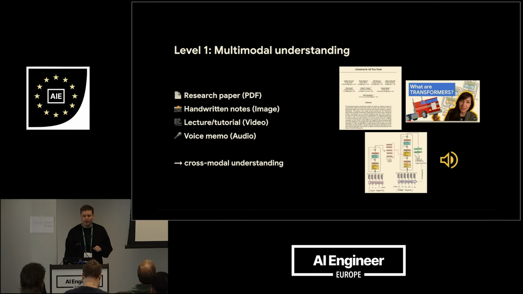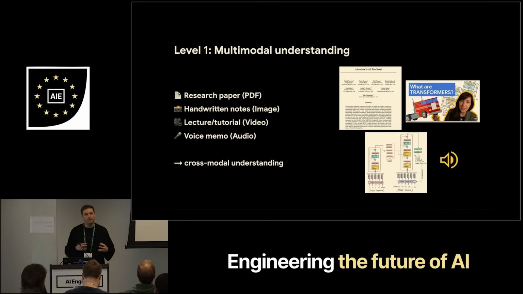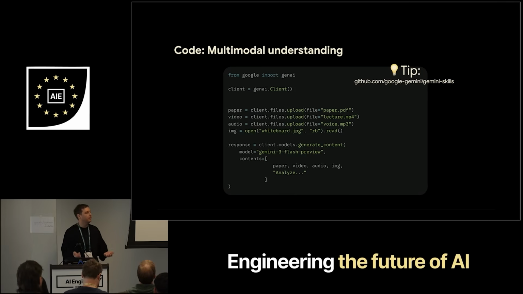And yeah, I want to do this as an example with some learning about the Attention Is All You Need paper. So we want to be able to feed in PDFs, images, videos. This can be a lecture, for example, or tutorial, and then voice memos. And ideally, we also want this cross-modal understanding, right? That we can draw information from all the different sources together and let the model make connections. And it's actually extremely easy with Gemini to achieve this. This is basically the code you need. Who has built with the Google Gen AI SDK before?